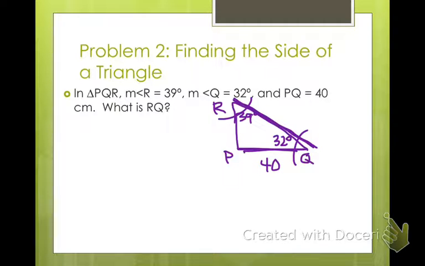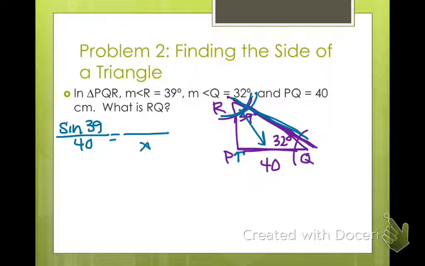Now, the side that we want is this one here. So we need the sine of the angle, so sine of 39 over 40 equals, now we need the sine of this angle here over this side that we don't know. But we don't know what that side is.